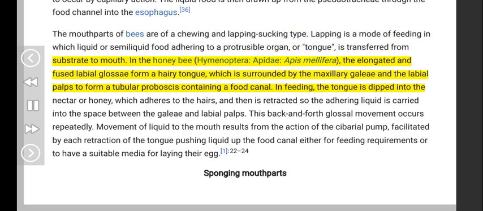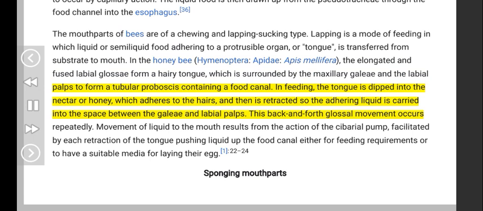Honeybee, Hymenoptera, Apidae, Apis mellifera. The elongated and fused labial glossae form a hairy tongue, which is surrounded by the maxillary galleae and the labial palps to form a tubular proboscis containing a food canal. The tongue is dipped into the nectar or honey, which adheres to the hairs, and then is retracted so the adhering liquid is carried into the space between the galleae and labial palps.